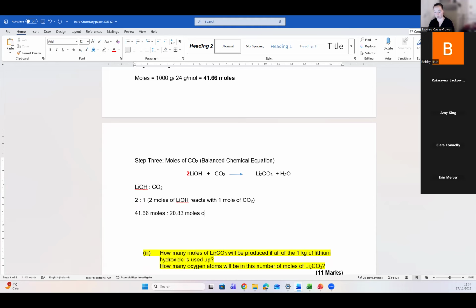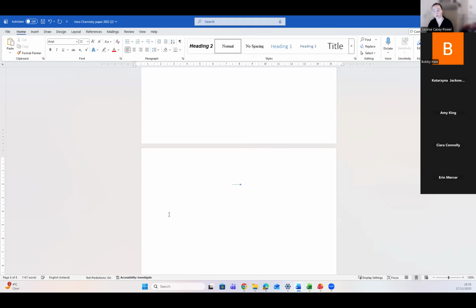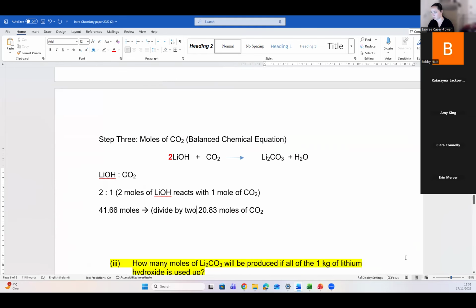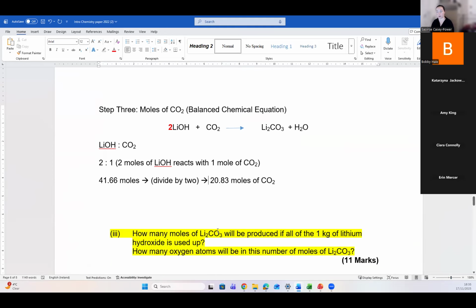So to get the moles of CO2, you divide that by 2. So I'm just going to say divide by 2. Okay, so that will give me 20.83 moles of CO2.